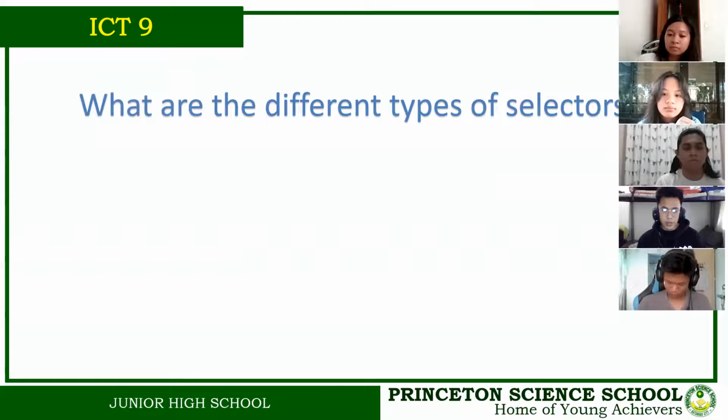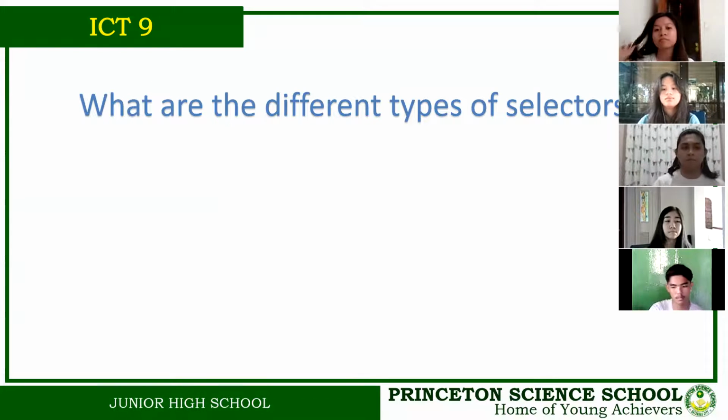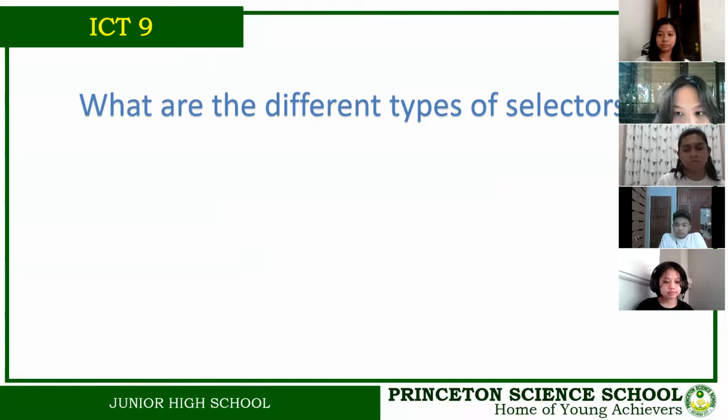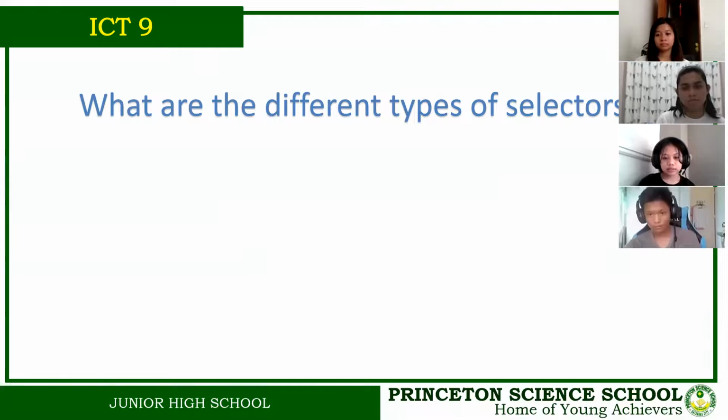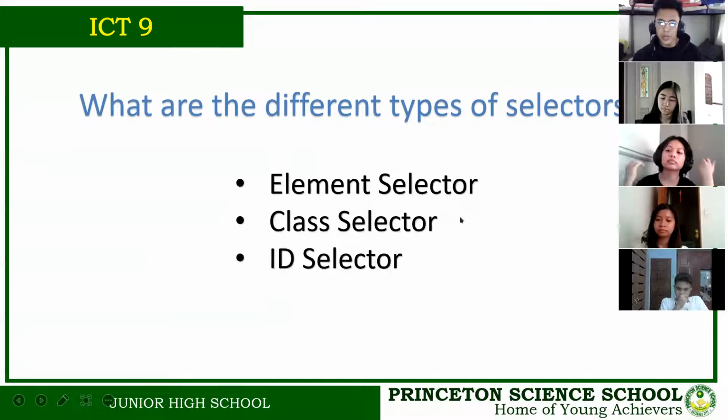Okay, give the first one. Element selector. Okay, so the first one, element selector. The second one is class selector. We have the class selector. And the third one is ID selector. Okay, so element selector, class selector, ID selector. What are the differences between those three?